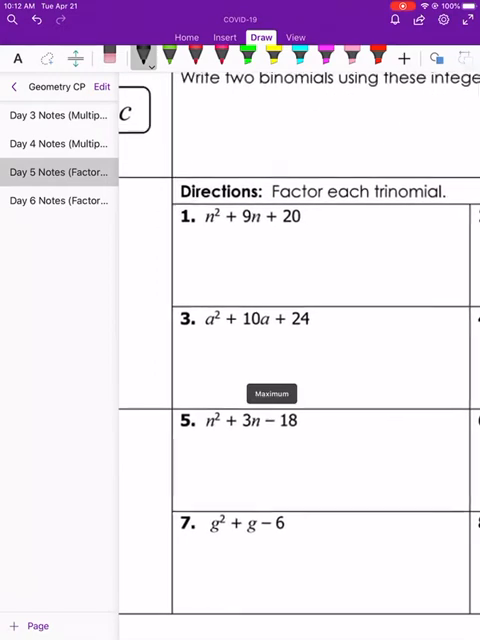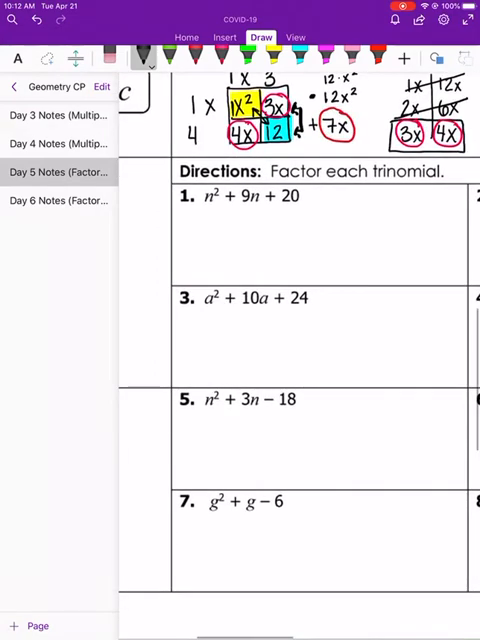Okay, so we're going to start with 1. I'm going to just do this first row right here. So factor each trinomial, okay? Again, I'm going to create a box.